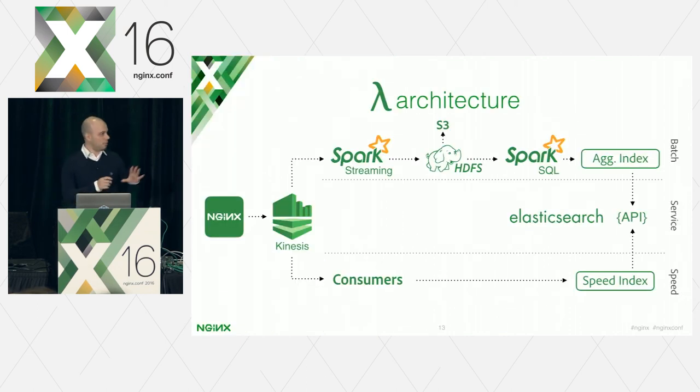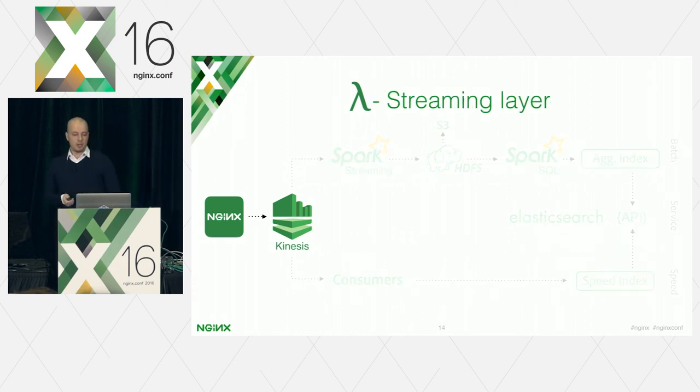Of course, we started with a Lambda architecture. The Lambda architecture has three main components, three layers: the batching layer, the serving layer, and the speed layer. And I would argue that there is another layer you have to take into consideration, which is the streaming layer. What we do is send the metadata from nginx to Kinesis.